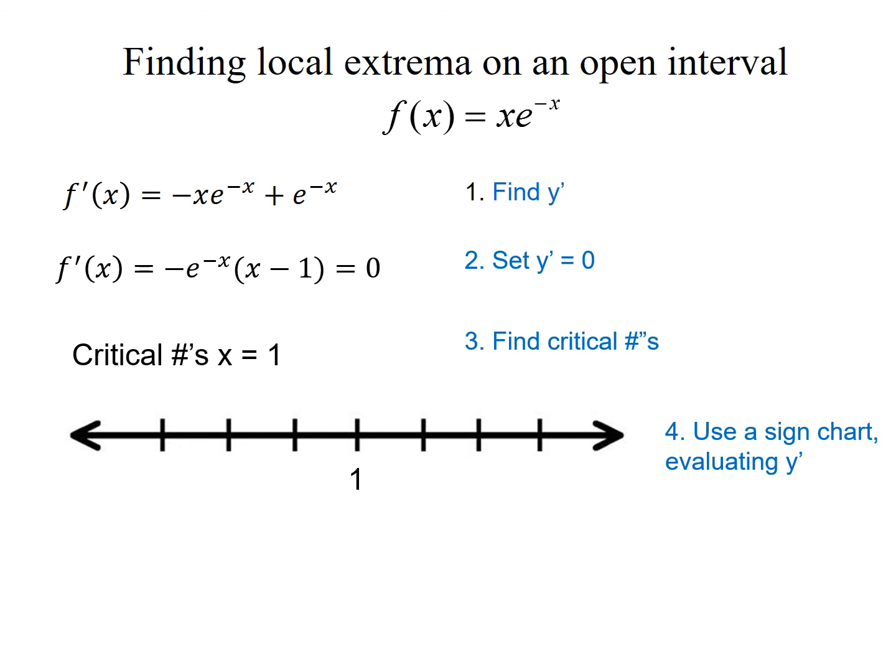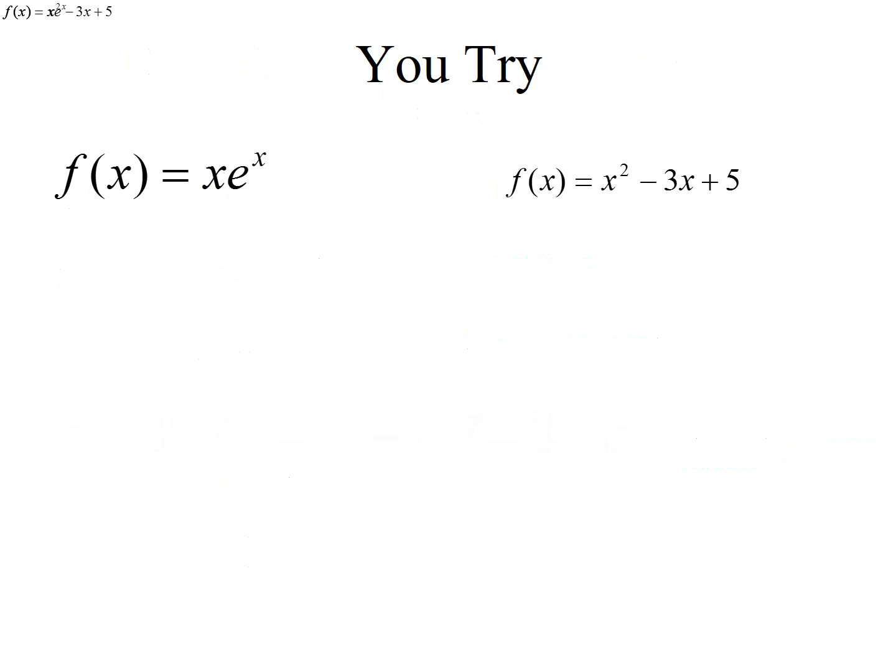I take values to the left. I take values to the right. And because my slope went from positive to negative, that is a local max. And the local max is 1 over e. I got that by substituting 1 into the original function. I would suggest that you try those two, and we can go over those when I see you.